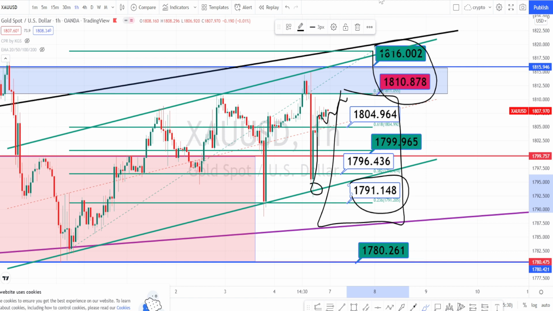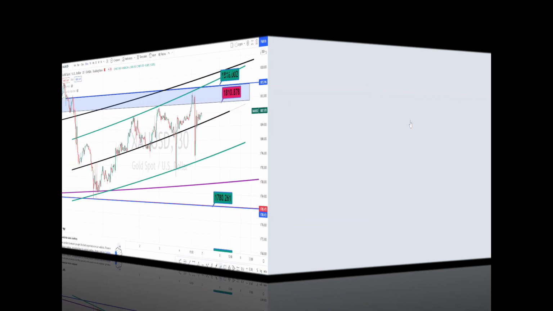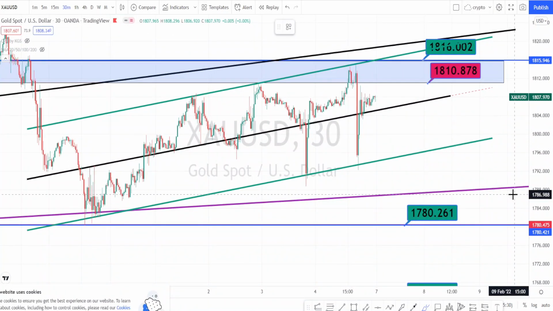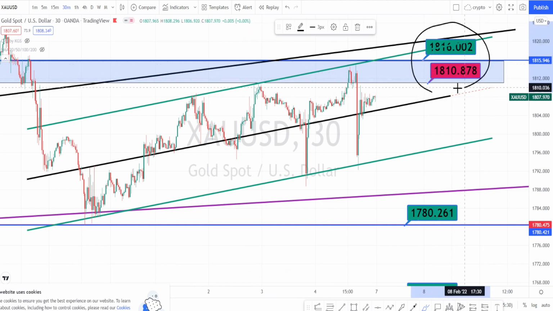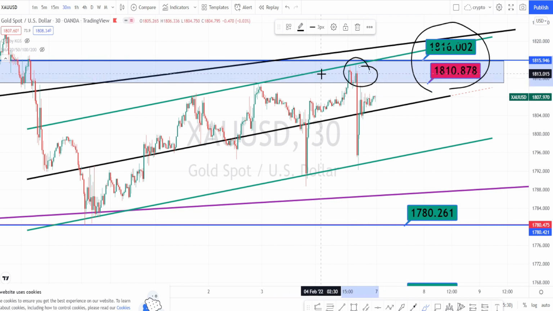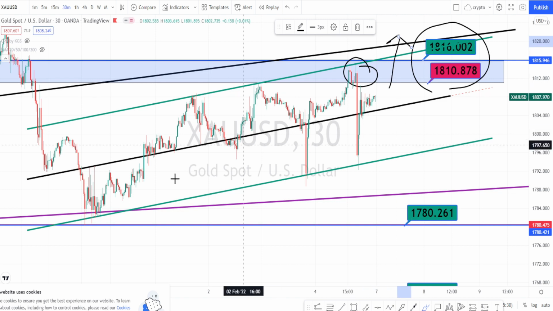Let us do the analysis in 30 minutes time frame. So I am in 30 minutes time frame now. When we look at the price action in 30 minutes time frame, the price action is trading between the resistance level of 1816 and 1810. This area will be acting as a very strong resistance for the 30 minutes time frame also. Only when the price action breaches this resistance area, we can expect the bullish trend to start.